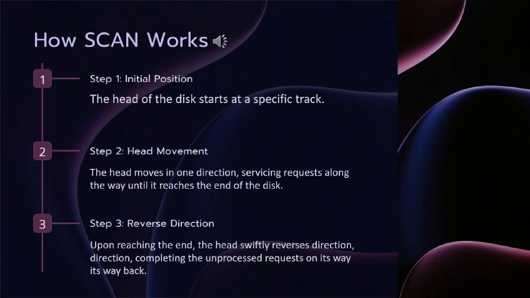Now let's discuss how SCAN works. Coming to step 1, the head of the disk starts at a specific track. The head moves in one direction, servicing requests along the way until it reaches the end of the disk. The final step is the reverse direction. Upon reaching the end, the head swiftly reverses direction, completing the unprocessed requests on its way back.